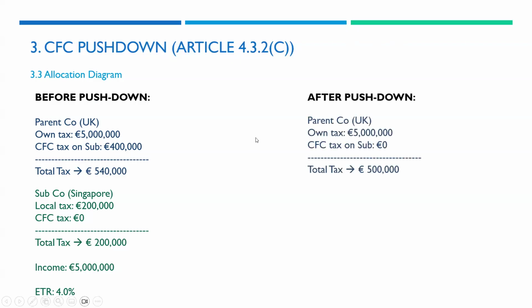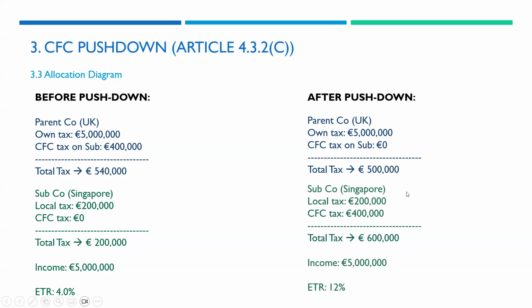So what will happen after push down? The entity's own tax is 5 million. This 400,000 will not be a part of my covered taxes. Okay. Again, sorry for 500,000. It should be 5 million. Here also it is 5.4 million. It's a typo.